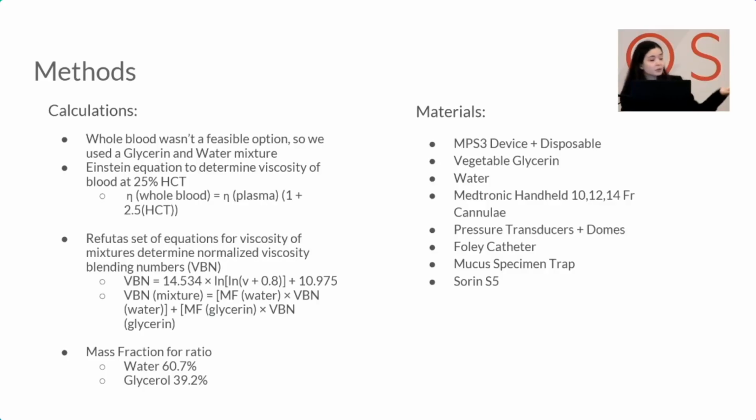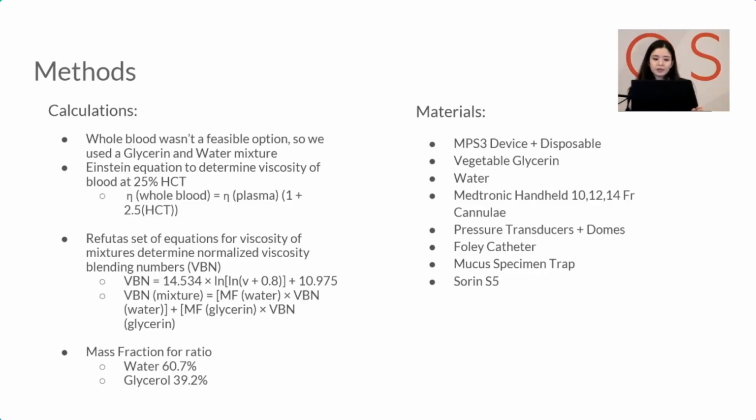I'm not going to bore you with the painful math because I only have 10 minutes. But all the way on the bottom, you can see the mass fraction ratio of the water and glycerin solution that we created in order to have a solution that still has the viscosity of blood that we're looking for, but isn't actually blood. On the materials side, we were gracious enough to have been gifted a Quest MPS 3 system and the disposable set from Quest Medical. We used vegetable glycerin and water to create our blood analog mimic.